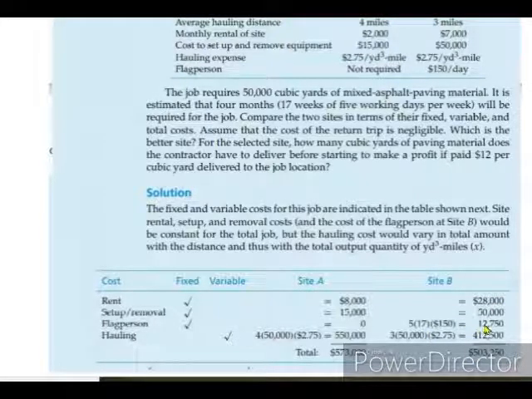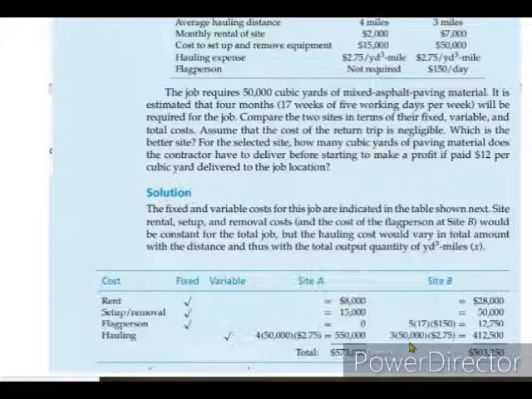So for site B, the rent is 28,000. The setup removal is 50,000. Then site B needs a flag person. So 5 times 5 times 17. Why 5? Because 5 days a week. And 17 weeks because it is 4 months. So multiply by the payment per day, which is $150. So the result is 12,750.